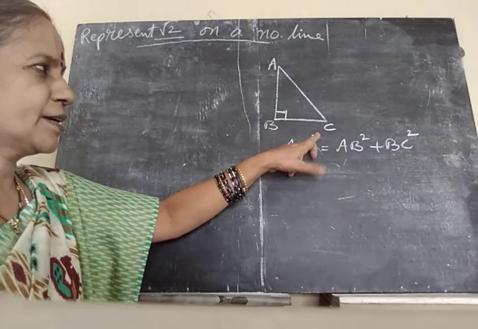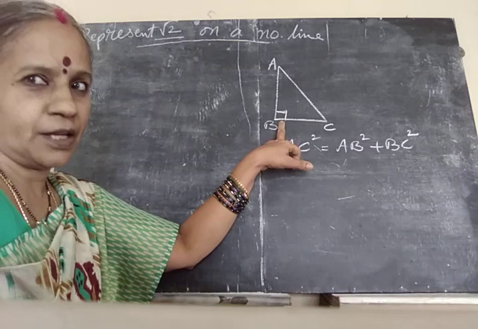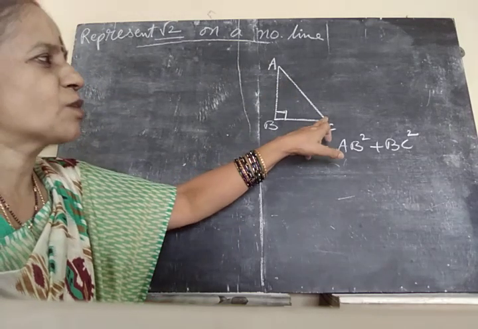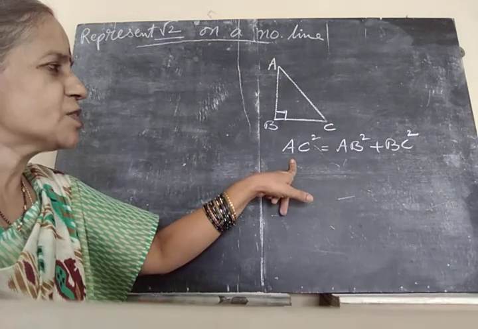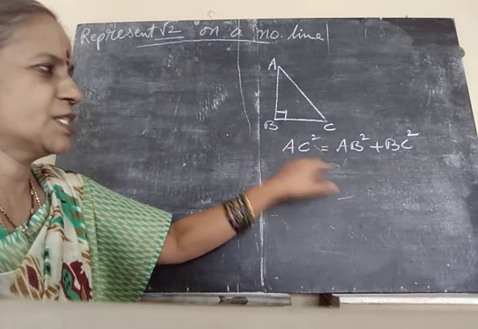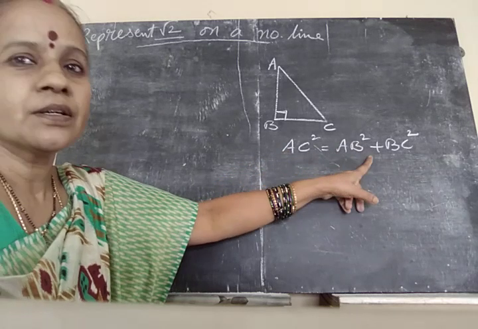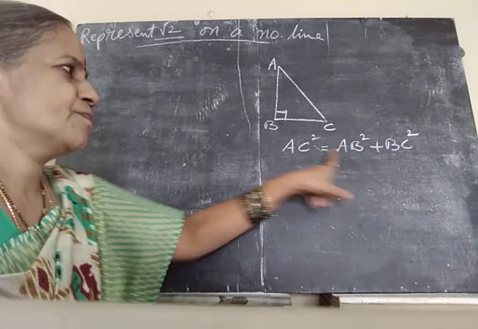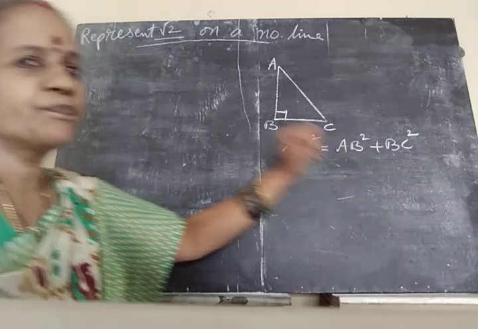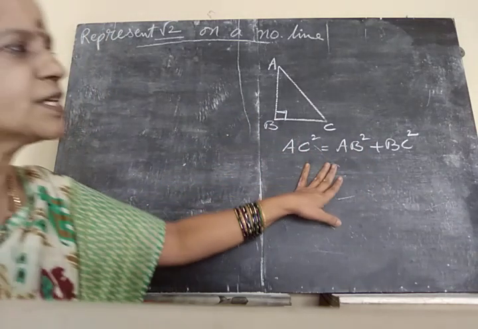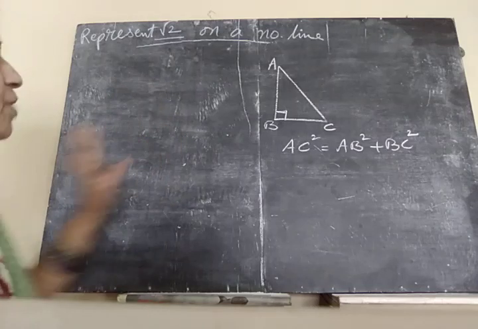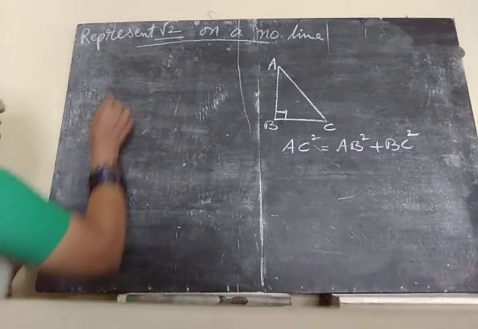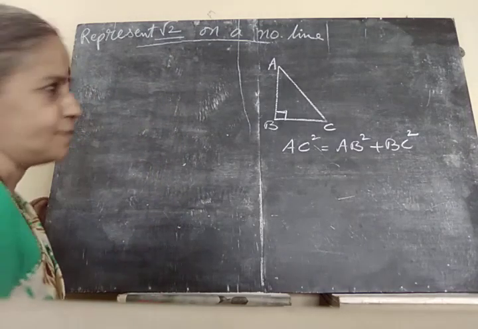In a right angle triangle, with the right angle at B, AC is called the hypotenuse. So the square of the hypotenuse is equal to the sum of the squares of the other two sides. AC square is equal to AB square plus BC square. So based on this theorem, you have to represent root 2 on the number line.